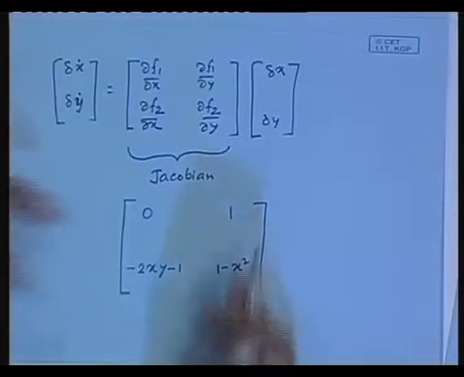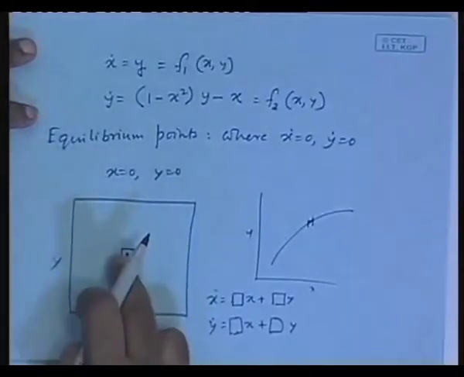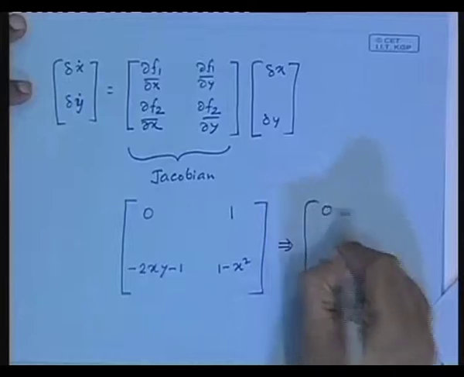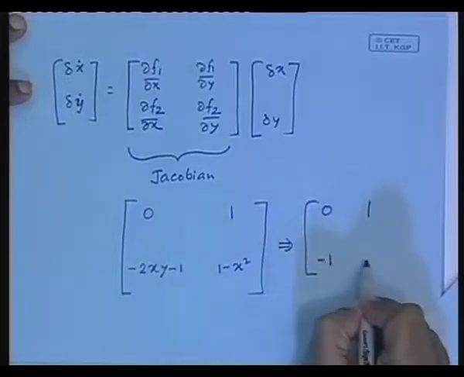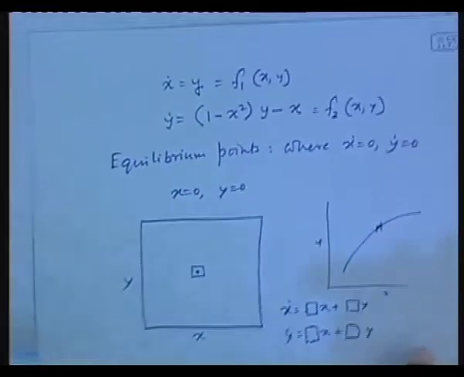Well, you might say that here also I have something that is containing all these things. No, because you are trying to evaluate it where? At the equilibrium point where x and y are 0. So, substitute these values and then that takes the form 0 1, minus 1 1. Then you would say that now in the neighborhood of this my differential equations are.